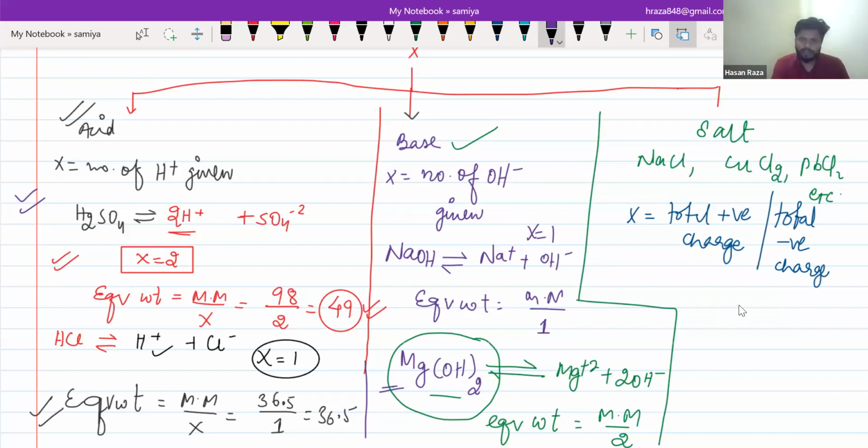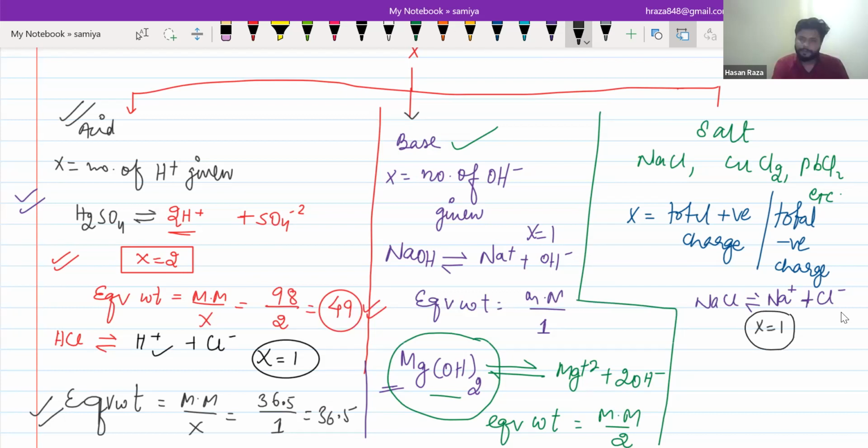So NaCl: if you dissociate it, you convert it into Na plus and Cl minus. Both the charges will be equal, and we just need to take the magnitude, not the sign. So X for NaCl is 1. Positive it is 1 and negative it is also 1, but we only take the magnitude, we don't need to take the minus sign.